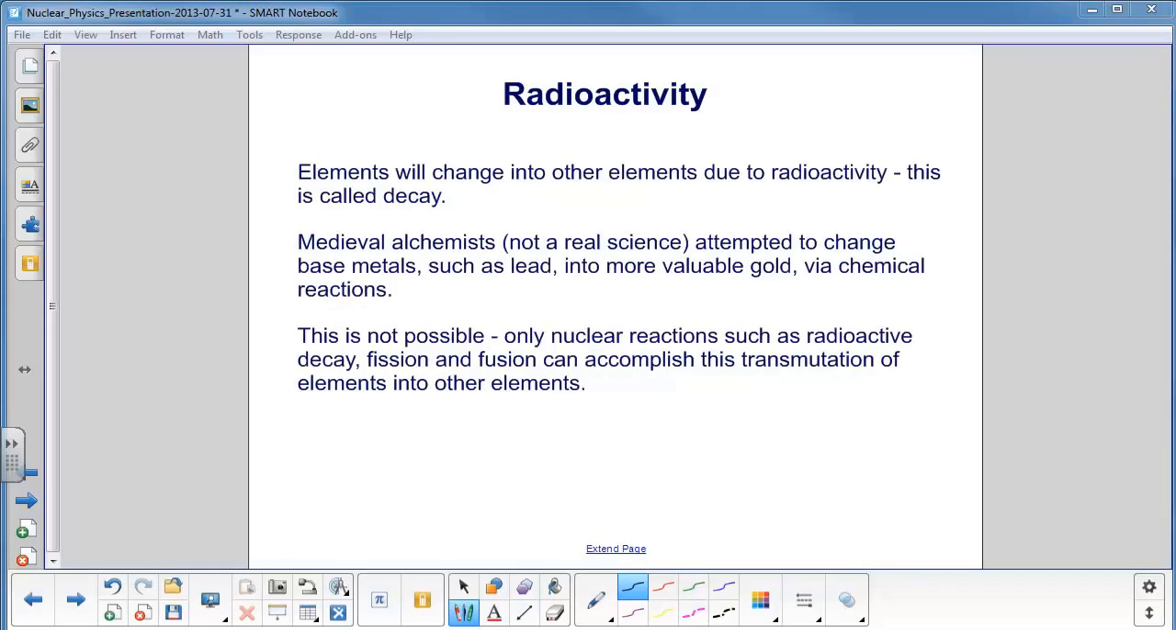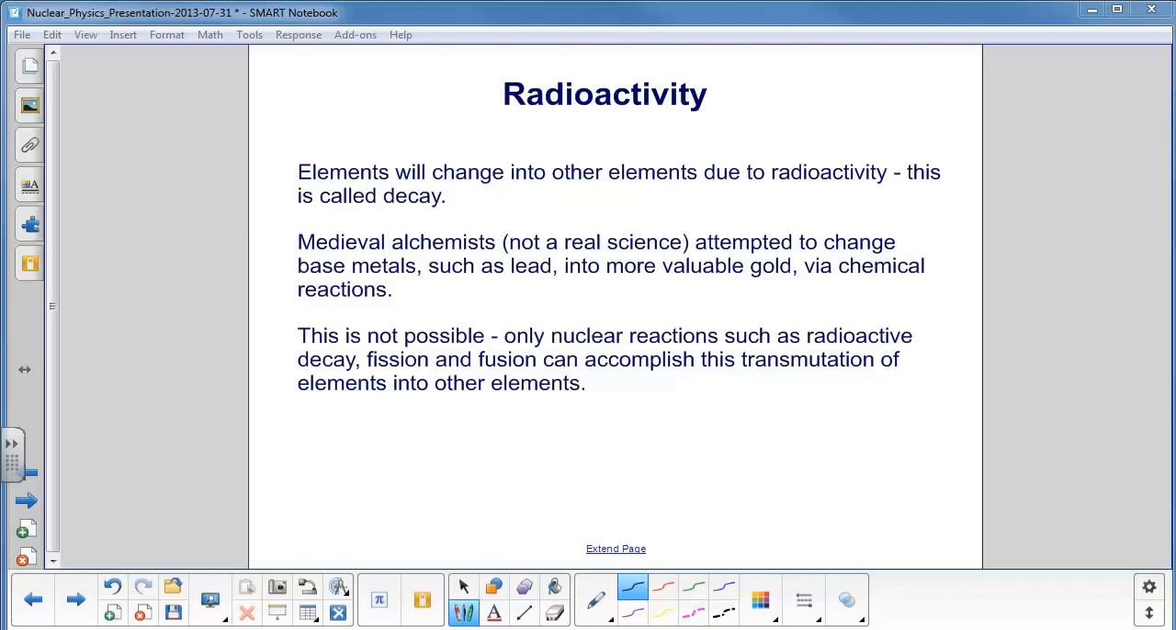On the previous couple slides, when we talked about nuclei emitting alpha particles or beta particles, you'll note that the proton number changes, which means when you change the amount of protons in a nucleus, you've changed to another element. Medieval alchemists, which is not a real science, attempted to change base metals such as lead into more valuable gold via chemical reactions. Well, of course they failed, because working with electrons does not change what the element is. It's still gold, it's still lead.